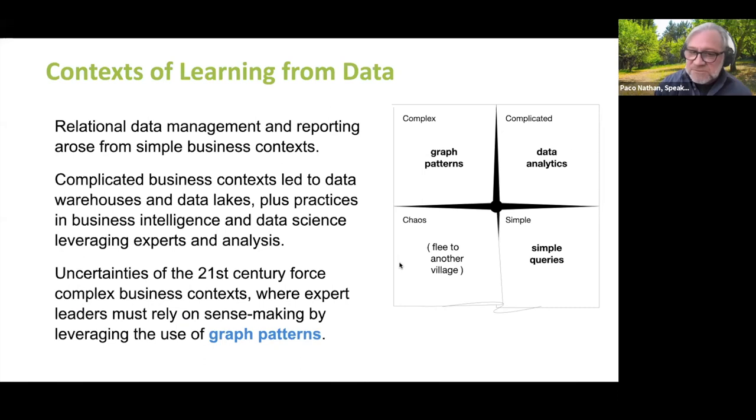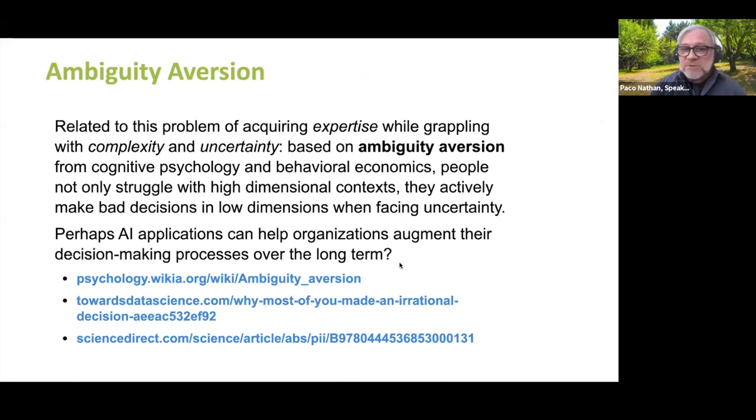Now, there's a related thing that's very important. It's called ambiguity aversion. This comes out of cognitive psychology, also behavioral economics. And the idea is that a lot of people, when they're faced with complexity and uncertainty, tend to want to avoid it and move toward something much simpler. And unfortunately, when you apply overly simplified approaches to a complex situation, you end up with even bigger problems.